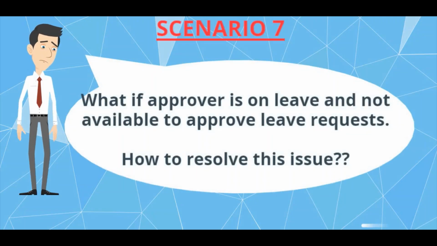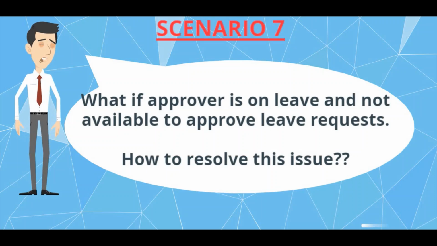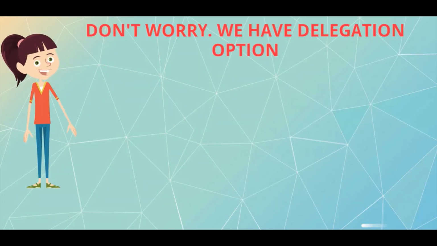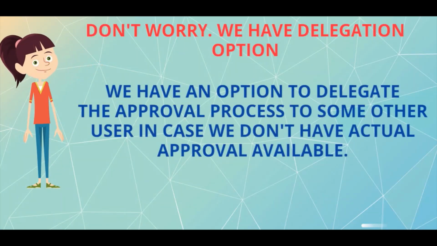Scenario 7. What if the approver is on leave and not available to approve my leave requests? How to resolve this? Yeah, this is a very common scenario. Whenever you try to apply for some leave, what if your manager himself or herself is not available to approve leave requests? Then what should I do? Don't worry, we have something called the delegation option in the approval process. This delegation option helps some other person to do the approval whenever the actual approver is not available.